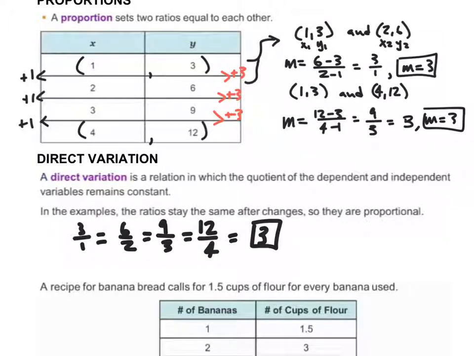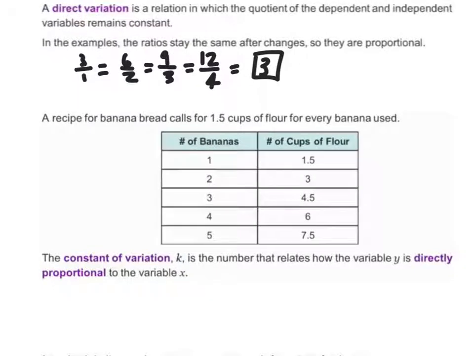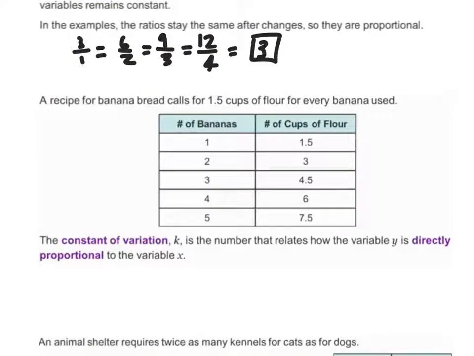Okay, so if you can take your y value and divide it by your x value and you keep getting the same thing, then you have direct variation. Okay, so let's take a look here. On this one, it says a recipe for banana bread calls for 1.5 cups of flour for every banana used.